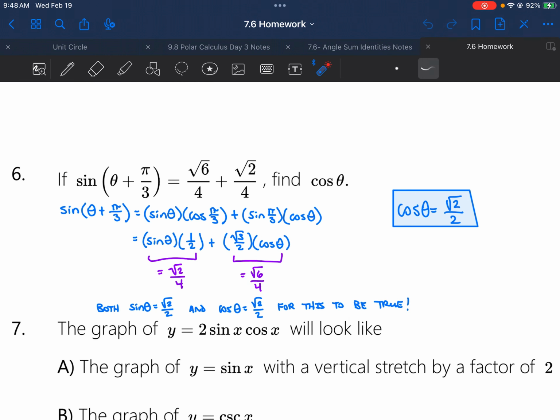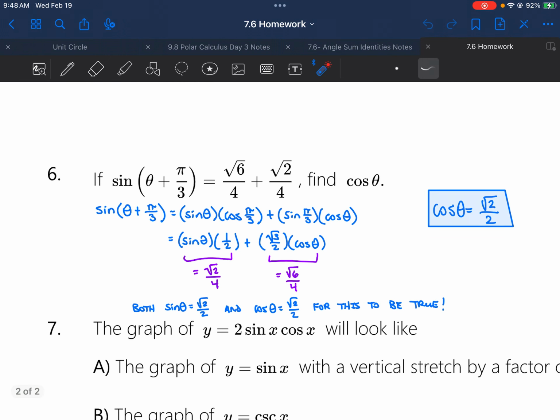All right, number 6. Okay, so this one, probably the most challenging one on here at first. If the sine of theta, so we don't know what theta is, the sine of theta plus pi over 3 equals root 6 over 4 plus root 2 over 4, then find the cosine of theta.